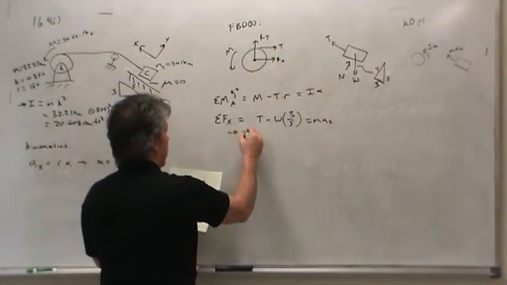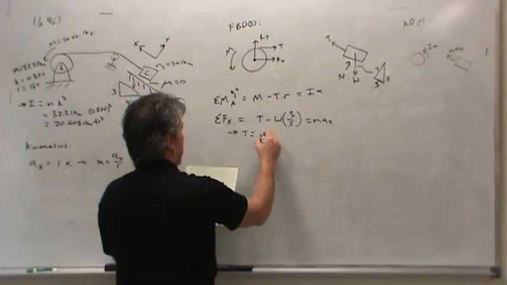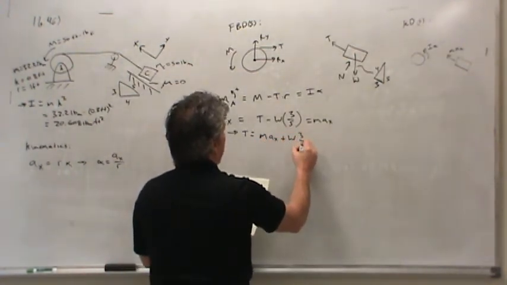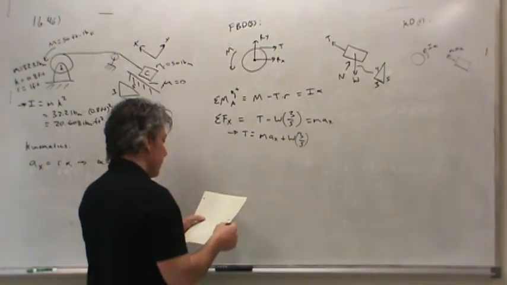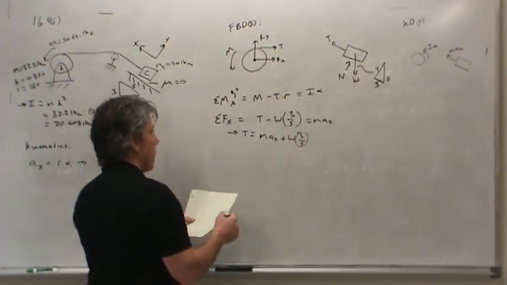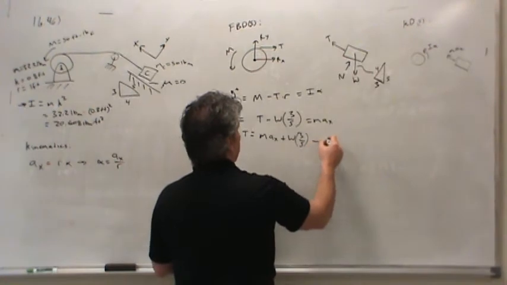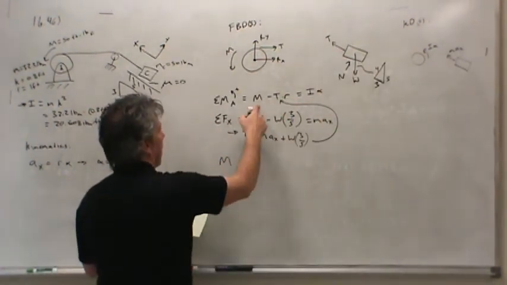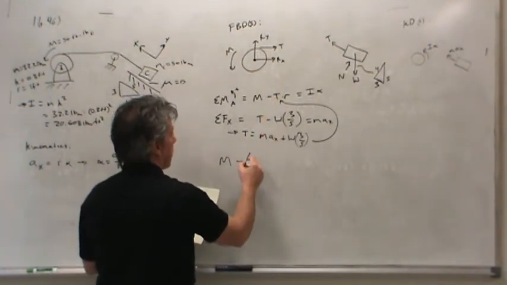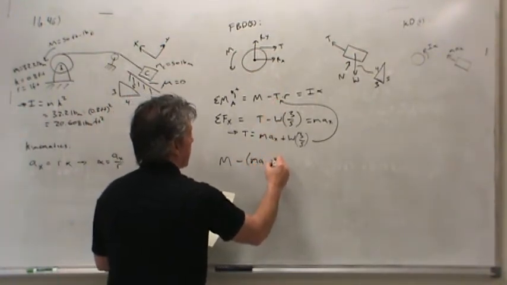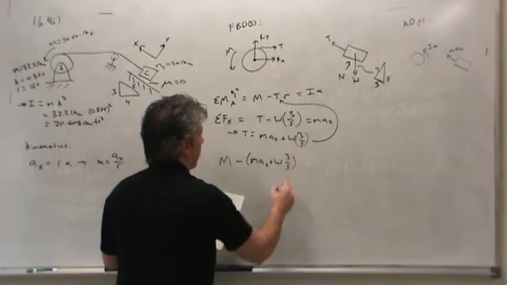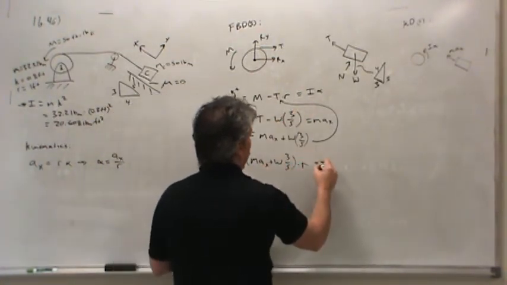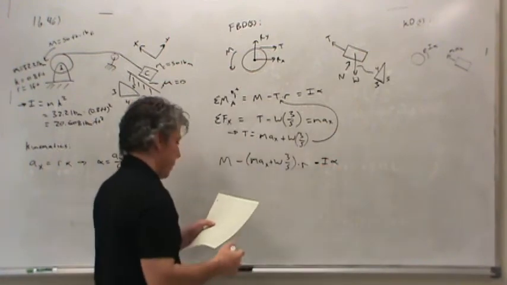Now, from this equation, I can write that the tension equals M AX, the dynamic force, plus 3/5 of the weight. Now, if I plug this tension into the moment equation, I'll get, let's see, the moment minus tension, but again, instead of tension, M AX plus W times 3/5 times R, to finish that off, equals I alpha.